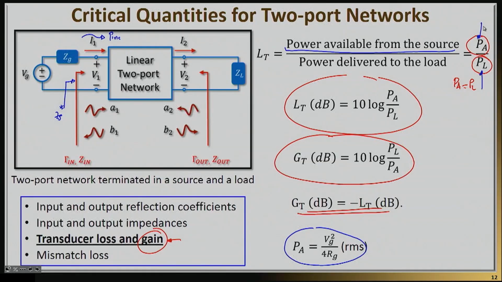And so if you have made a mistake and you don't have the conjugate matching condition here, or if you purposely don't have conjugate matching conditions, there are cases we'll see later on where that's not desired, then fine. But you should basically be fair in your comparison and compare to what you would have gotten from the power available and what you're actually getting from the system.